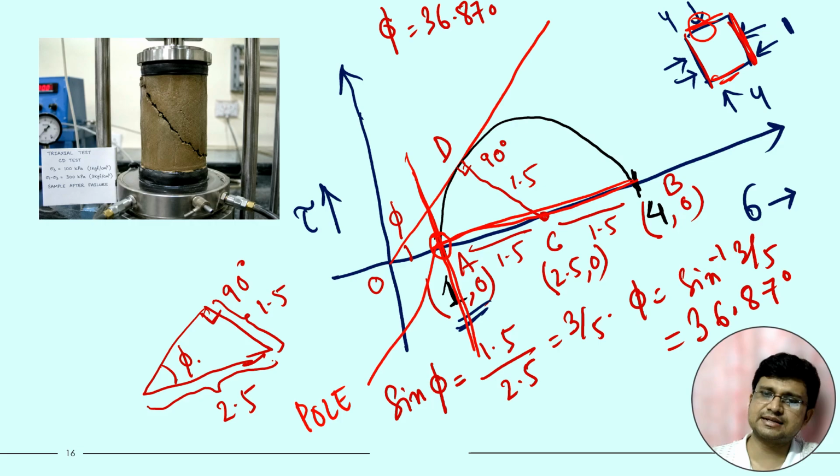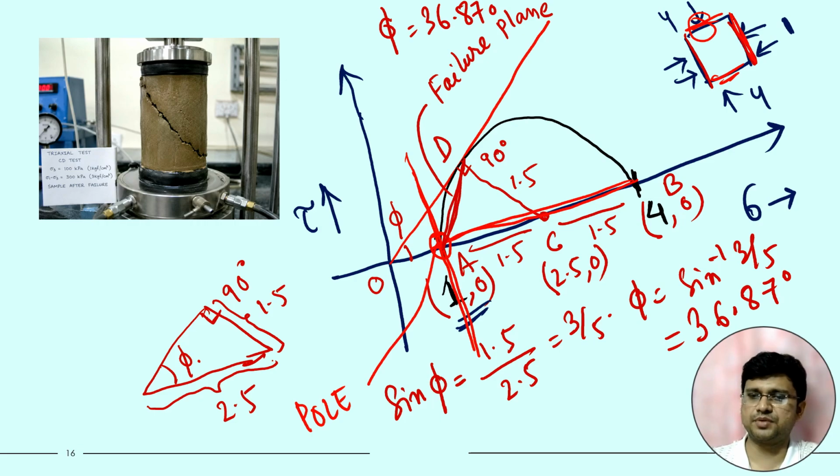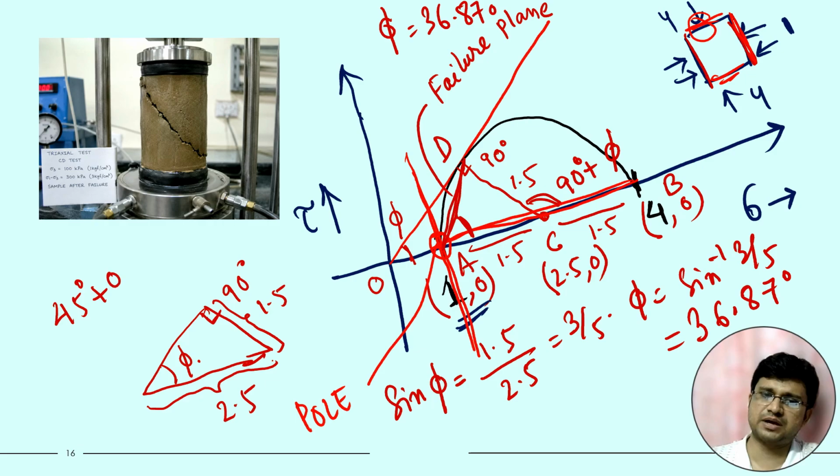If we connect these two points, D and A, this will be our failure plane. AD will be our failure plane. And how much will be the angle? This is phi, this is 90 degrees, so the central angle is 90 degree plus phi. So this is the inscribed angle, it will be half, 45 degree plus phi by 2. So failure plane will be 45 degree plus phi by 2.